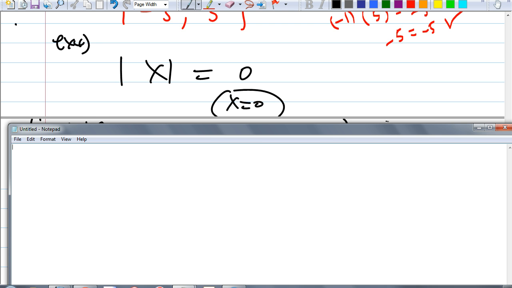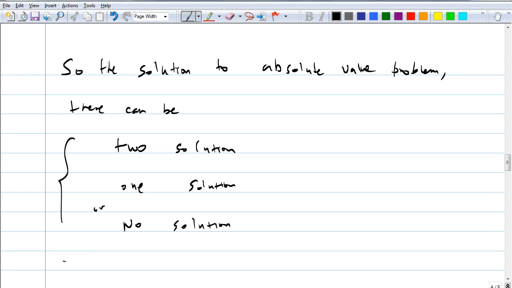So write that down on your piece of paper. I want you to write it down at the end. With absolute value problems, I'll write it too. Give me a sec. So here we go. The solution to absolute value problems, there can be 2 solutions when absolute value of x equals some positive number. When do you get 1 solution? When absolute value of x equals 0. That's the only time. When do we get no solution? When absolute value of x equals negative. Does that make sense, guys? Do you see what we're trying to show you? Okay, good.